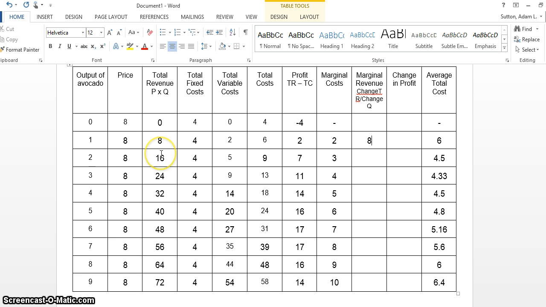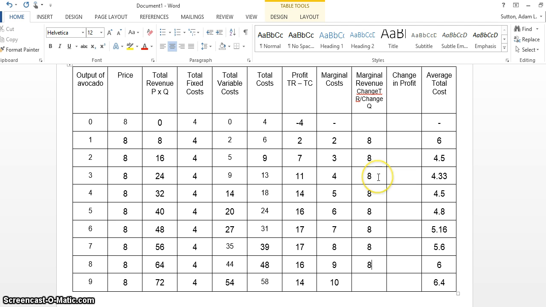That's a change of 8. My quantity again goes up by 1, so I have 8 over 1 again. Then I go from 16 to 24, that's 8 again. Quantity goes from 2 to 3, that's 1. You're starting to see a trend here.